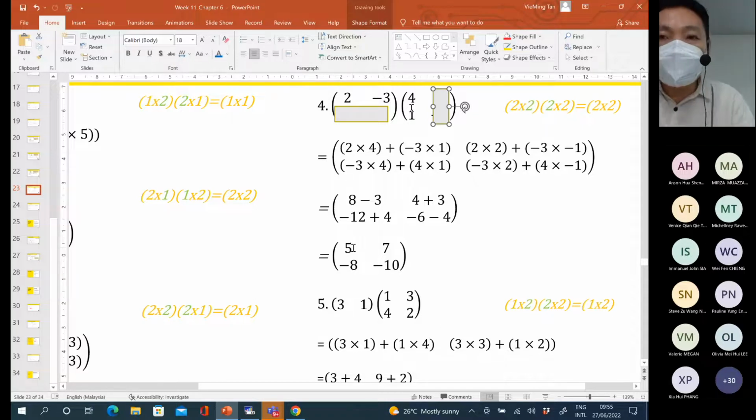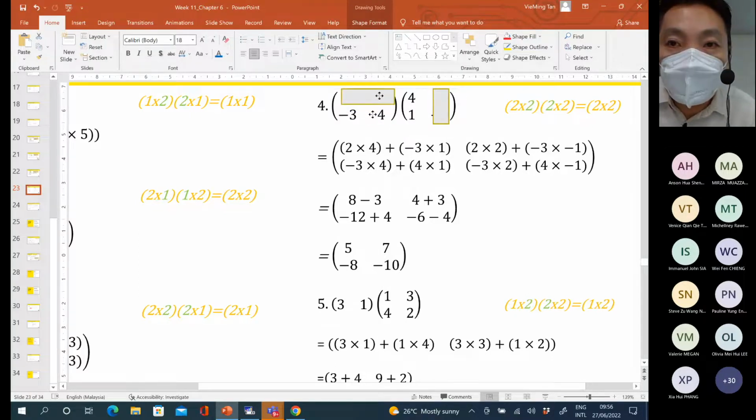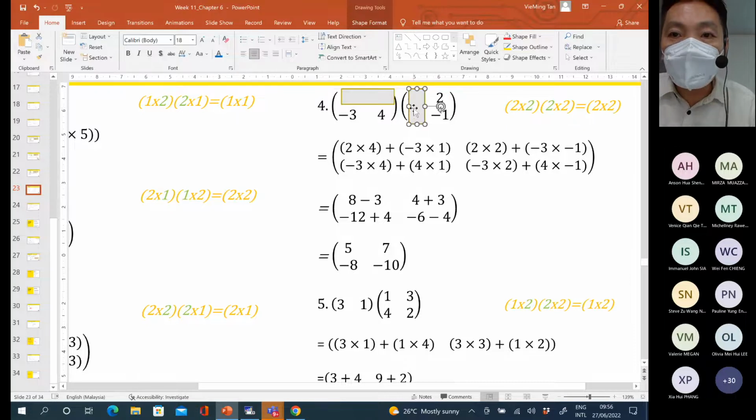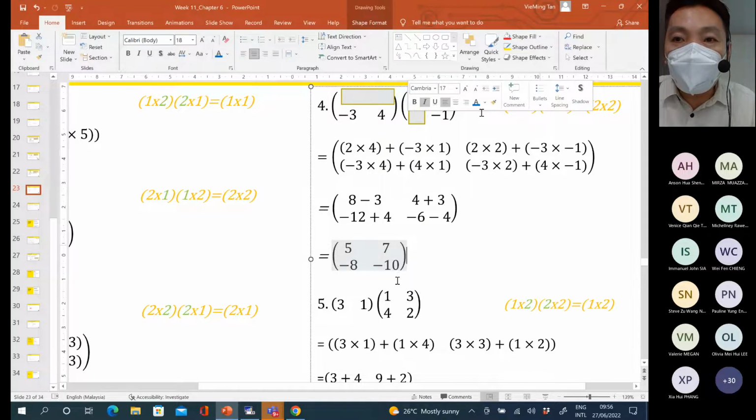Okay, then how about negative 10 here? Okay, this number is at the location of row number 2, second column. If row number 2, we need the second row number for matrix A multiply with the second column from matrix B, in order to get negative 10. So let's try. Negative 3 multiply 2 plus 4 multiply negative 1.